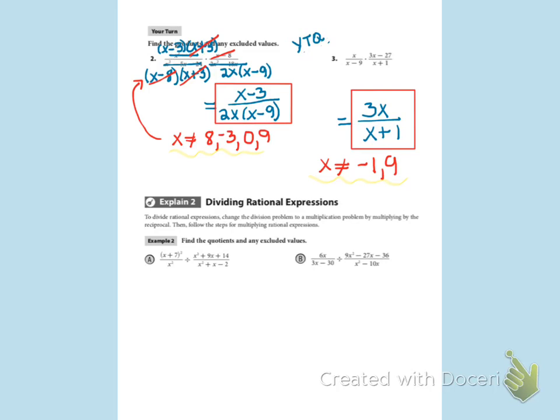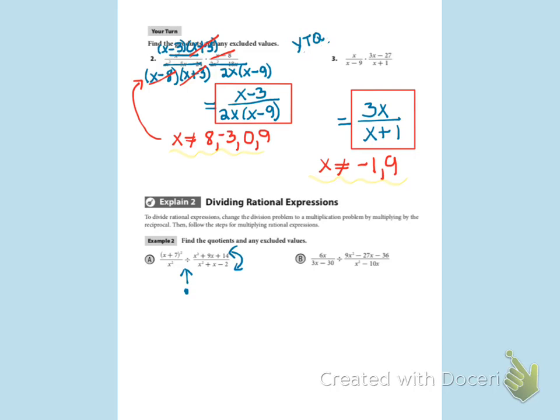Okay, so let's divide rational expressions. So we said that dividing rational expressions is really only one step away from multiplying. All we simply have to do is change that division sign to multiplication and then flip the divisor. And so that's, again, just one step away from what we just did with the multiplying.